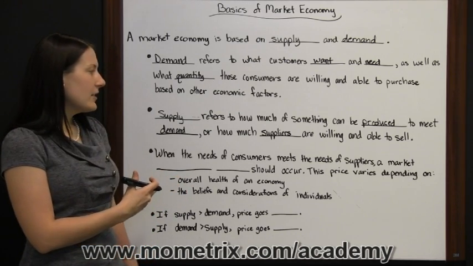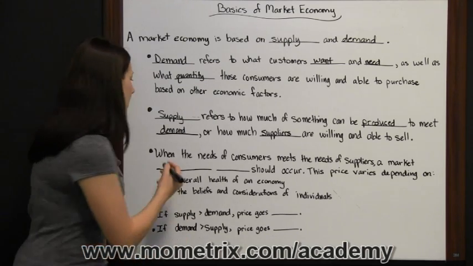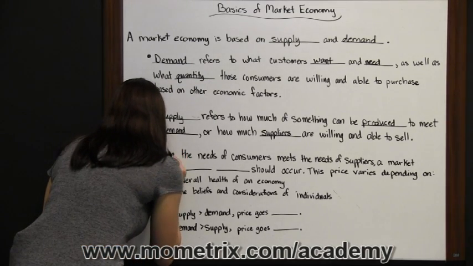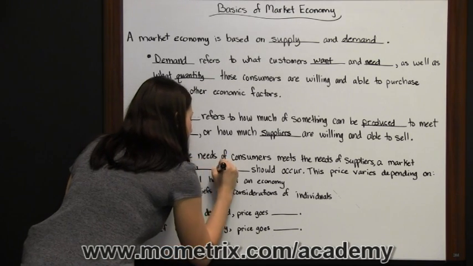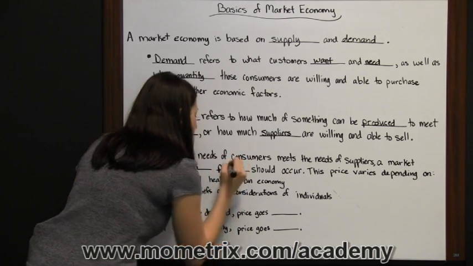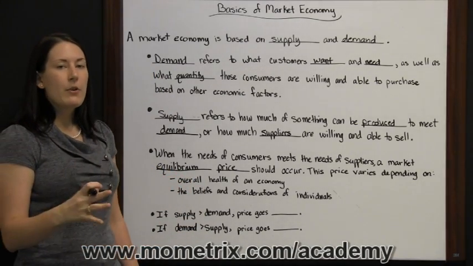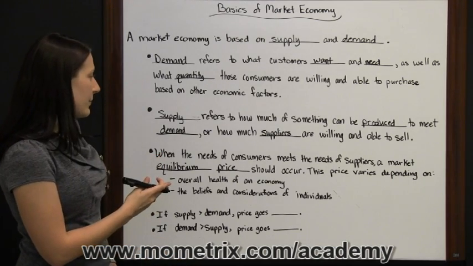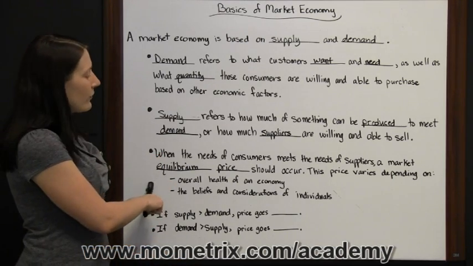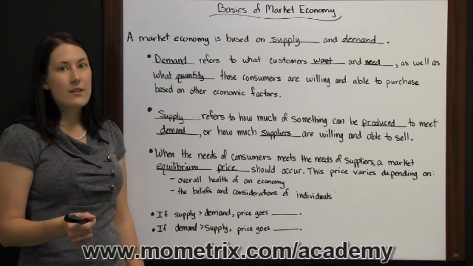Now, when the needs of consumers meet the needs of suppliers, a market equilibrium price should occur. And this means that supply equals demand. People are buying exactly the amount of product as suppliers are able to produce. This price varies depending on the overall health of an economy and the beliefs and considerations of individuals.